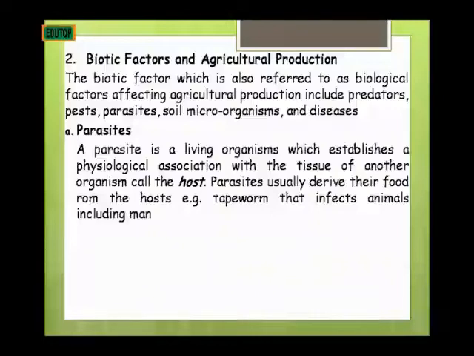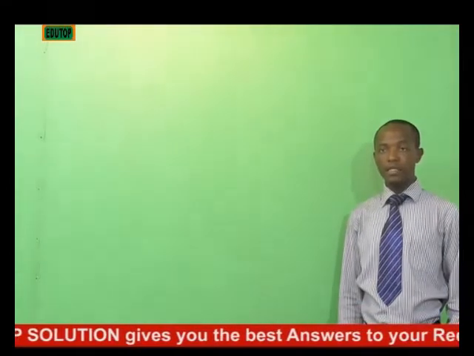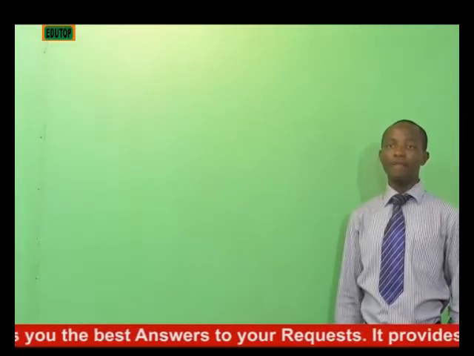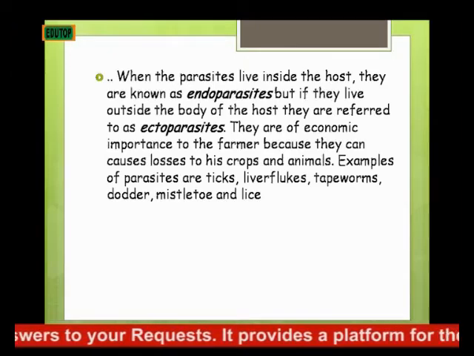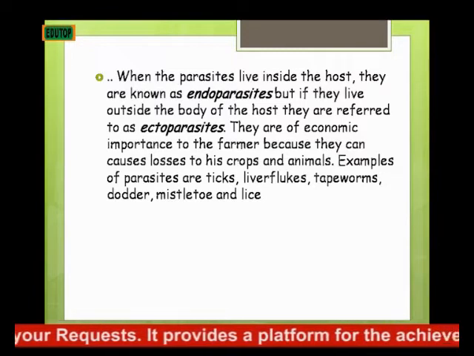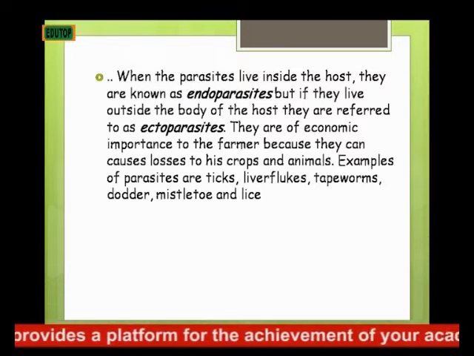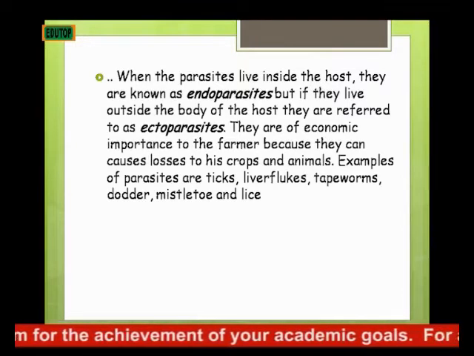A host, e.g. tapeworm that infects animals, including man. That is, the tapeworm lives in the system of the man, feeds on the man without contributing any positive thing to the man. It only affects the man negatively. When the parasite lives inside the host, they are also known as endoparasite. But if they live outside the body of the host, they are being referred to as ectoparasite, just like tick on the body of dogs.